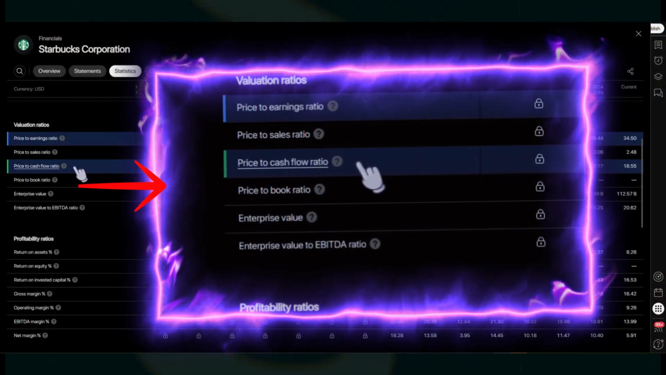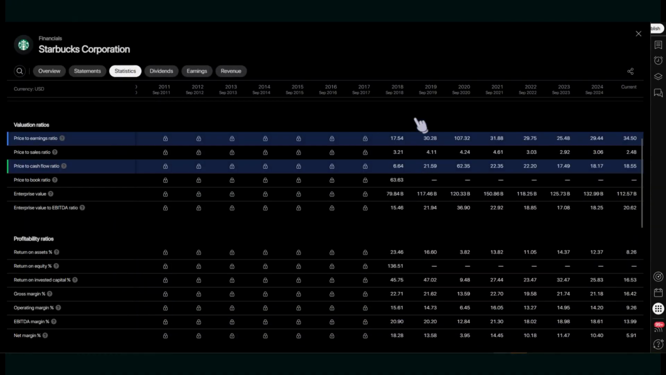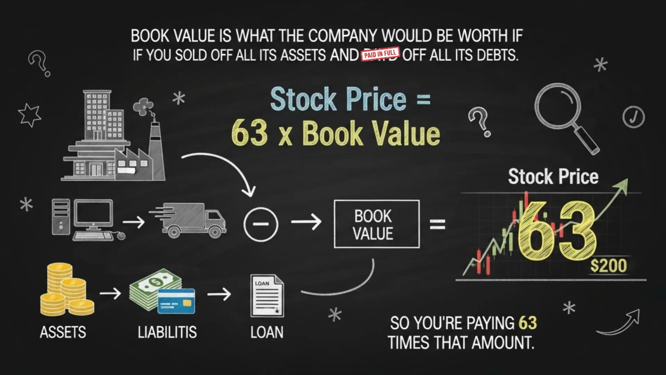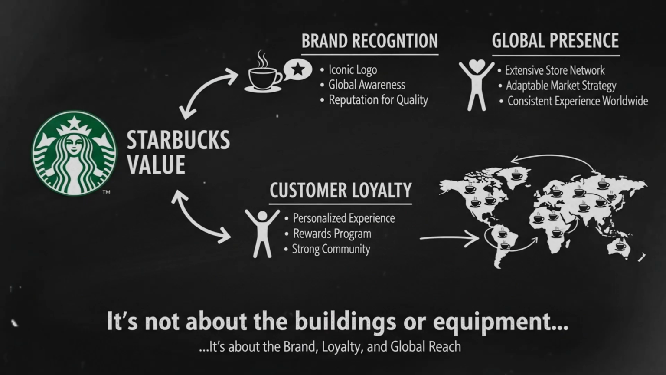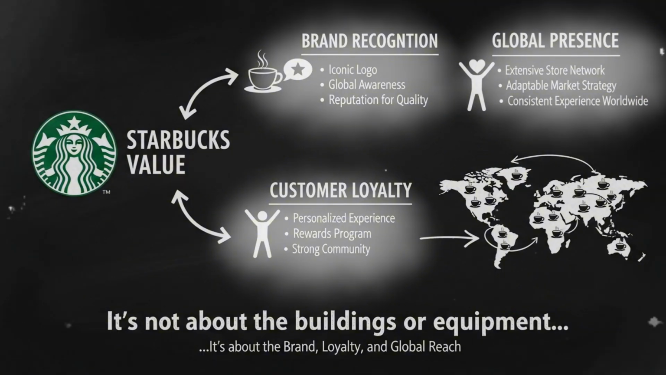Then you've got the price to book ratio, which is interesting. The last time TradingView recorded it was back in 2018, and it was 63.63. Whoa, right? Book value is what the company would be worth if you sold off all its assets and paid off all its debts. So you're paying 63 times that amount. That sounds insane, but here's the thing. Starbucks isn't valuable because of its buildings or equipment. It's valuable because of its brand, its customer loyalty, and its global presence. Those intangible assets don't show up in book value.